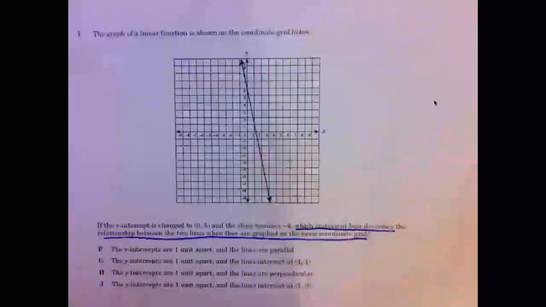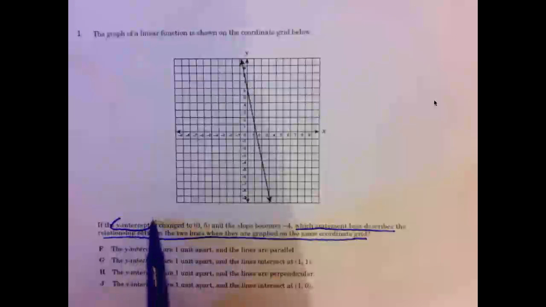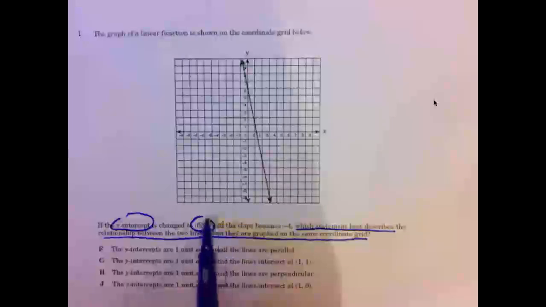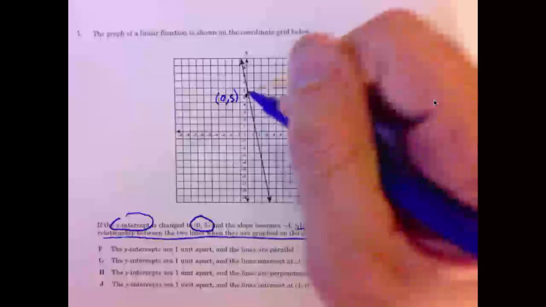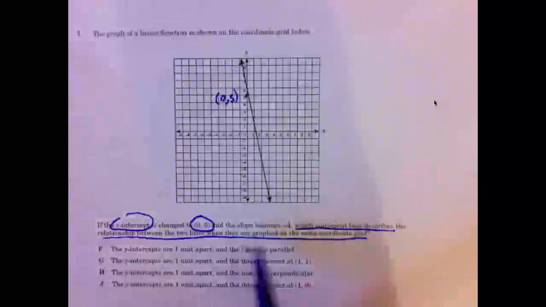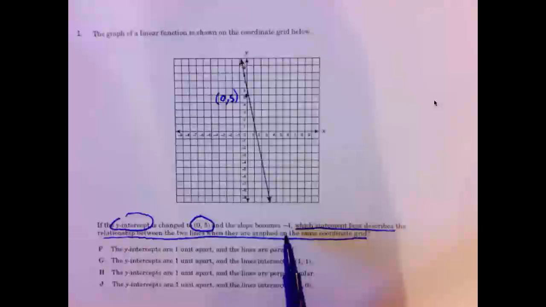All right. It says the y-intercept is changed to 0, 5. Well, currently the y-intercept appears to be at 0, 6. So 0, 5 would place the new y-intercept here. 0, 5. So that's a shift down 1 unit. And the slope becomes negative 4.